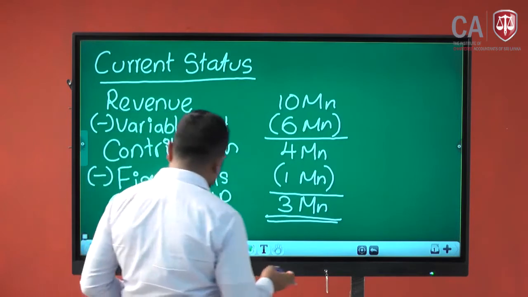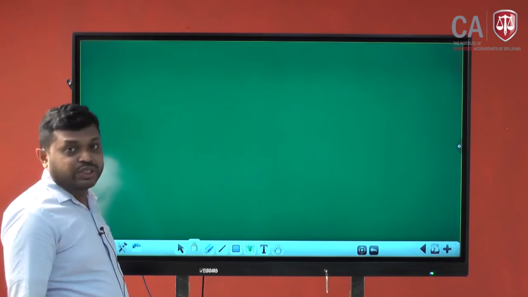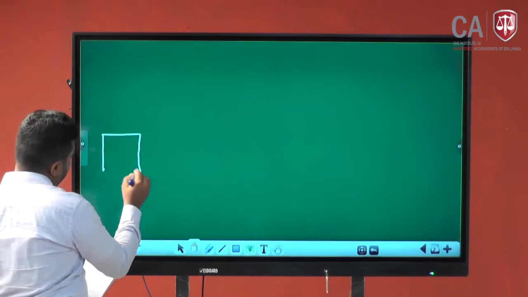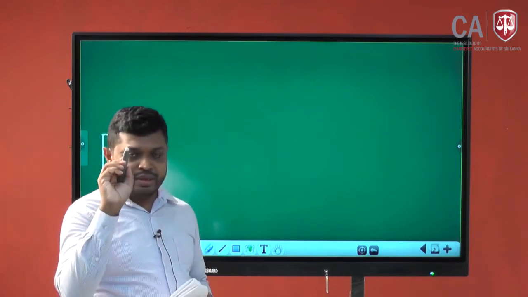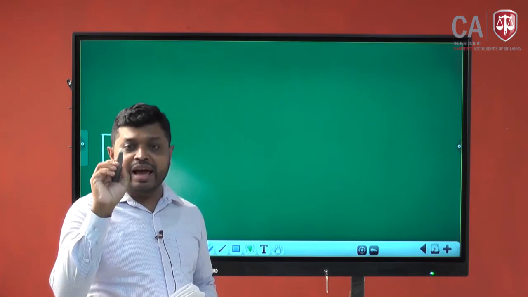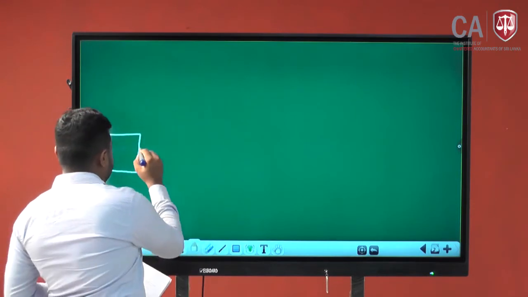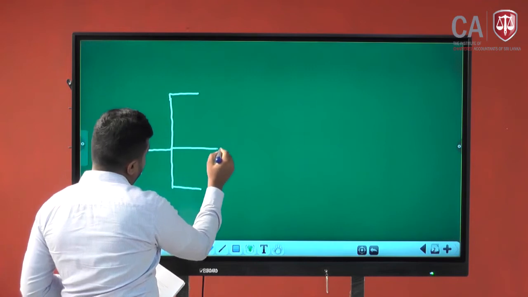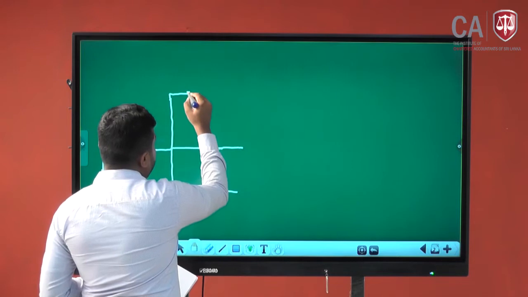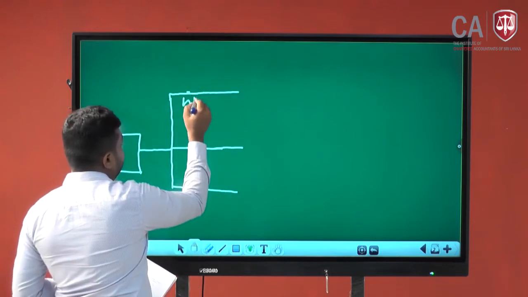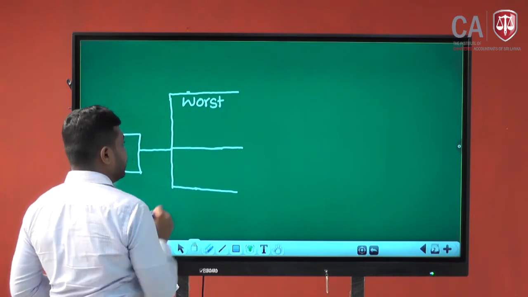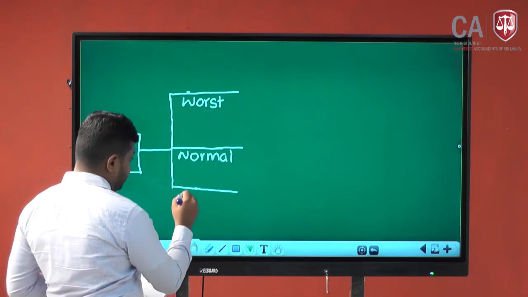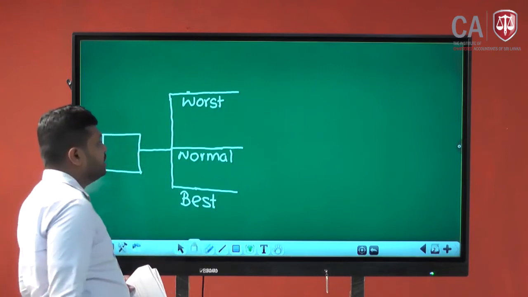I will prepare a decision tree, then it will be helpful for you. We will start with the decision node. There will be 3 scenarios: worst case, normal and best case scenario. Those are the 3 scenarios.